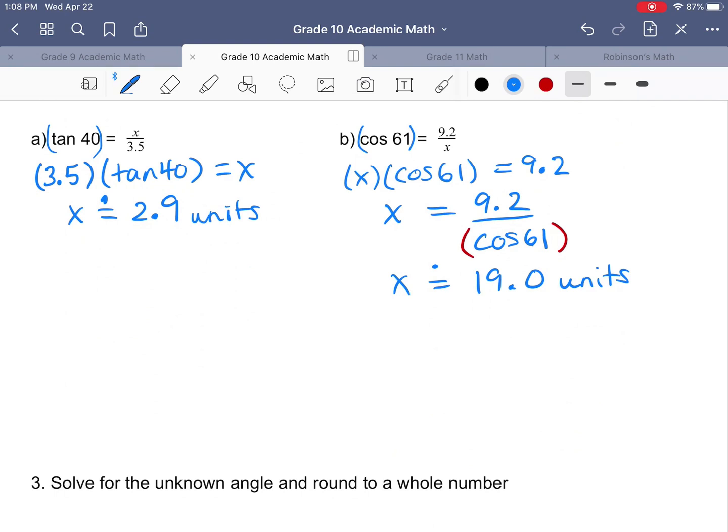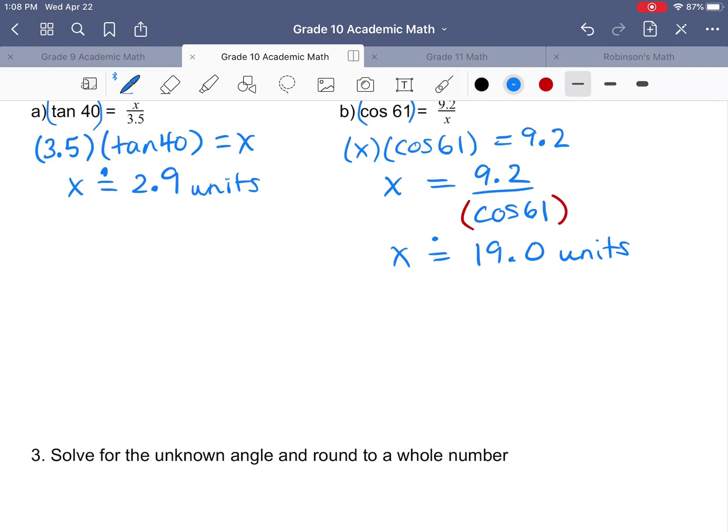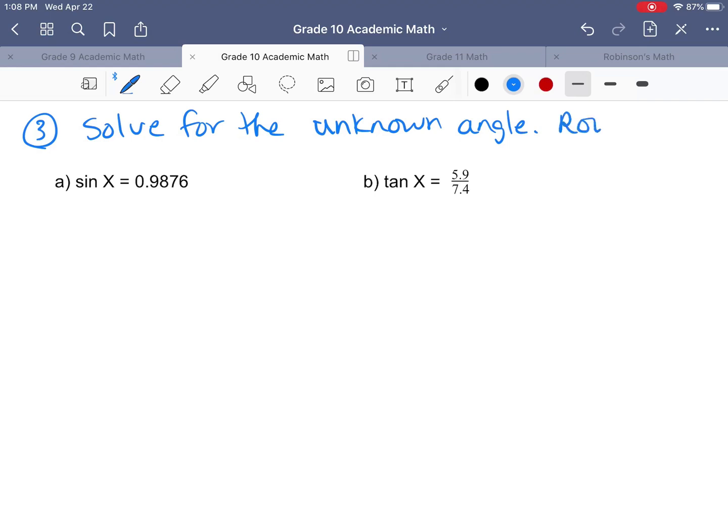Okay, and lastly, we are going to solve for an unknown angle and round to a whole number. Okay, so I'm going to just quickly write it here. So solve for the unknown angle and round to a whole number, because angles, when we get into actually doing the triangle, we will be rounding those to a whole number.